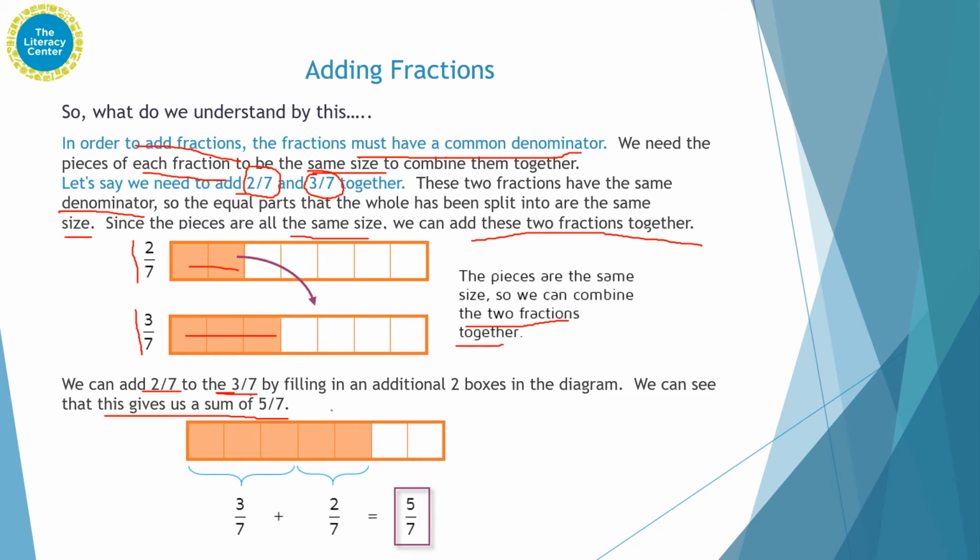That is this. So what do we do here? We just simply add 3 plus 2 and 7 remains the same. So here is your answer. If you have a common denominator, you can simply add and you get the answer 5 by 7.